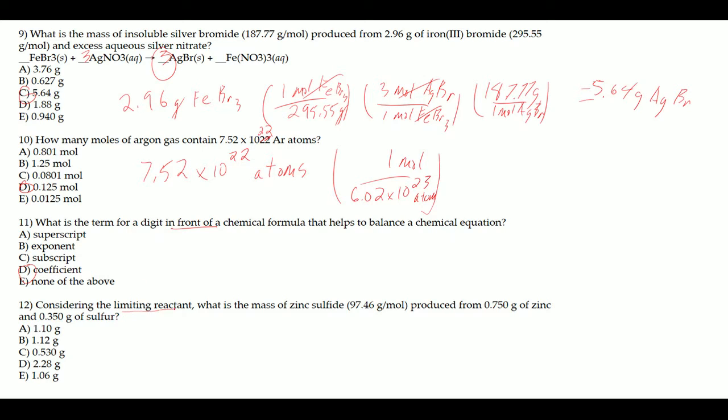12, considering the limiting reactant, so another limiting reactant. This reaction is zinc and sulfur getting together to make zinc sulfide. Zinc is +2, sulfur is -2, so it's just that simple. There's no more balancing I need to do. And so it's just now about taking each of these given informations here. 0.75 grams of zinc.